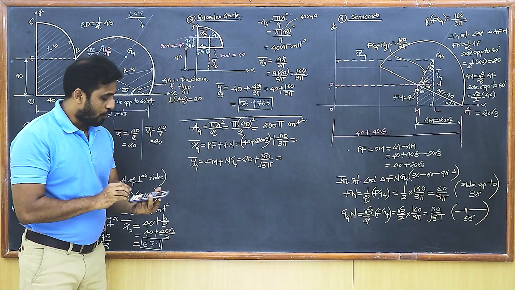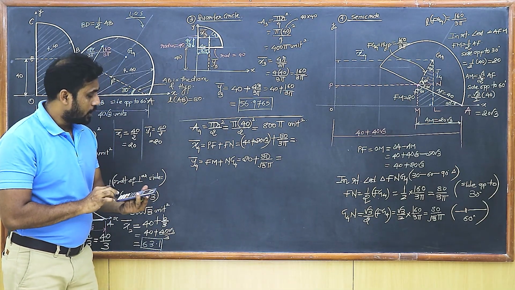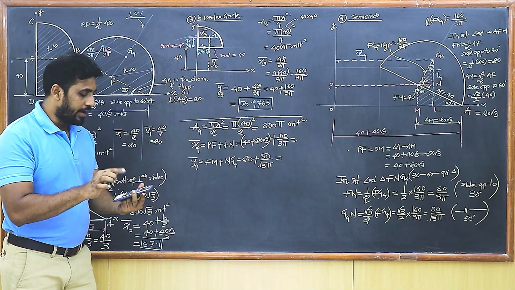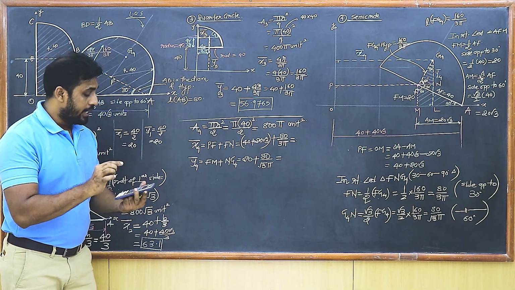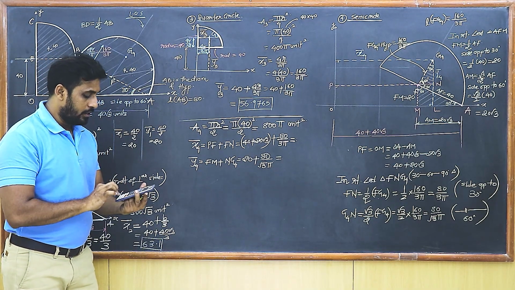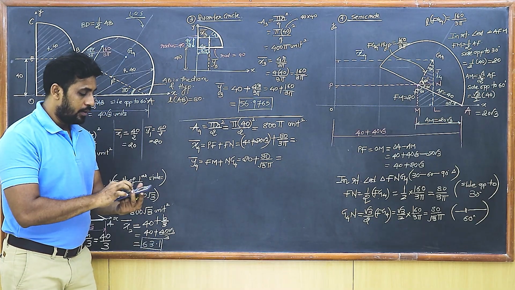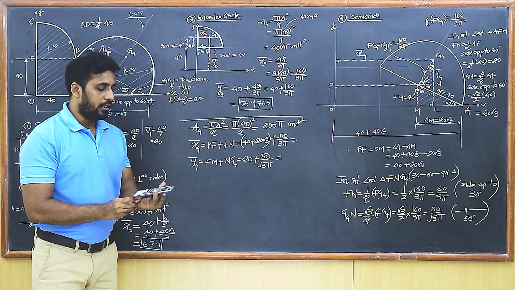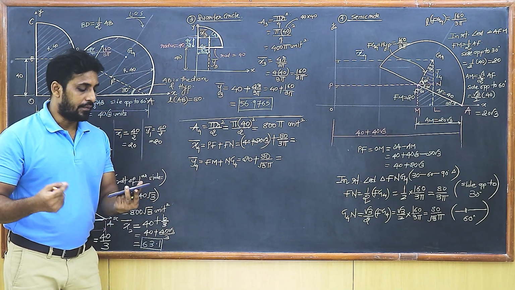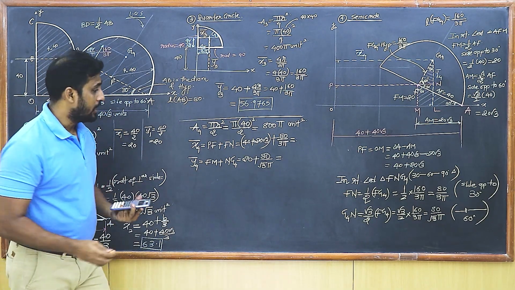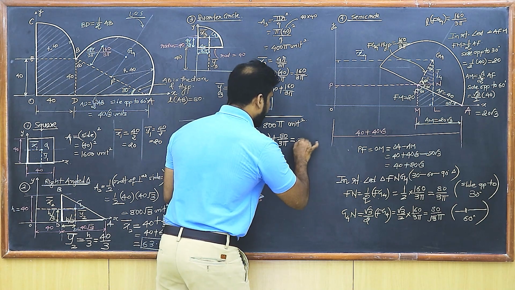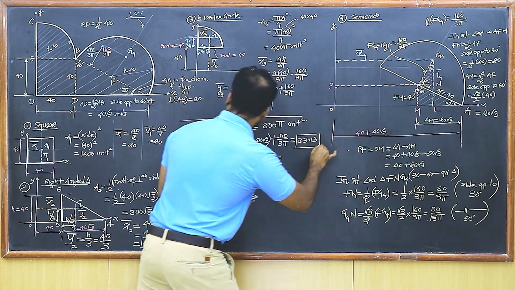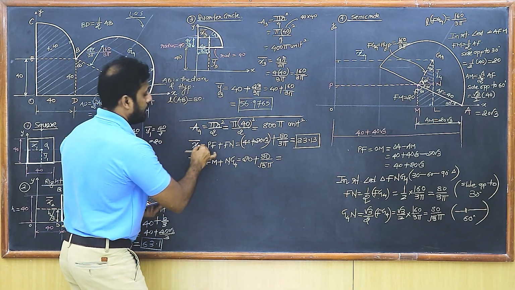So I have this 40 plus 20 root 3, isn't it? And then plus, you should be very careful while doing the calculation, students, 80 upon 3 pi. So 80 upon 3 and pi. So I get my answer as 83.129279. So I'm going to write 83.13. So this is 83.13. That is, students, x4 bar, isn't it?